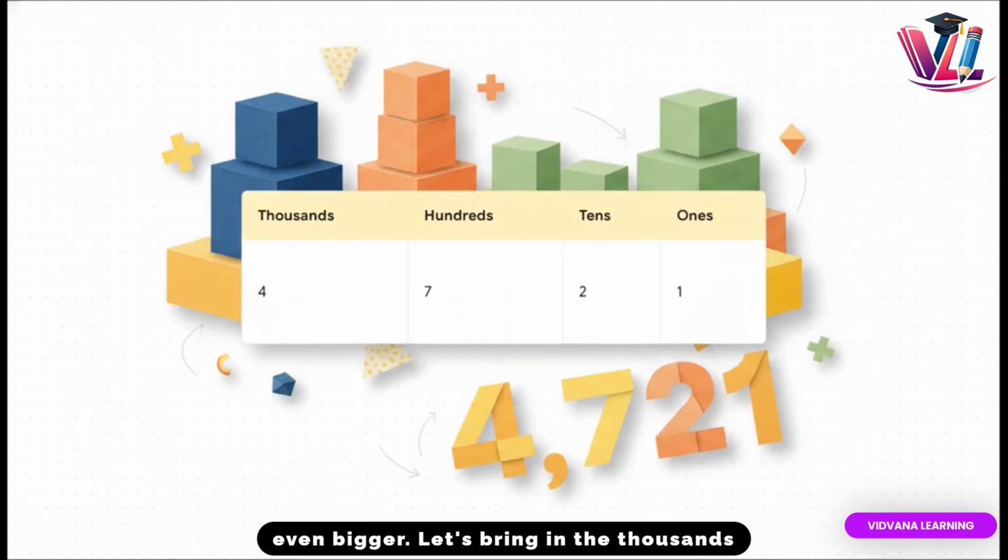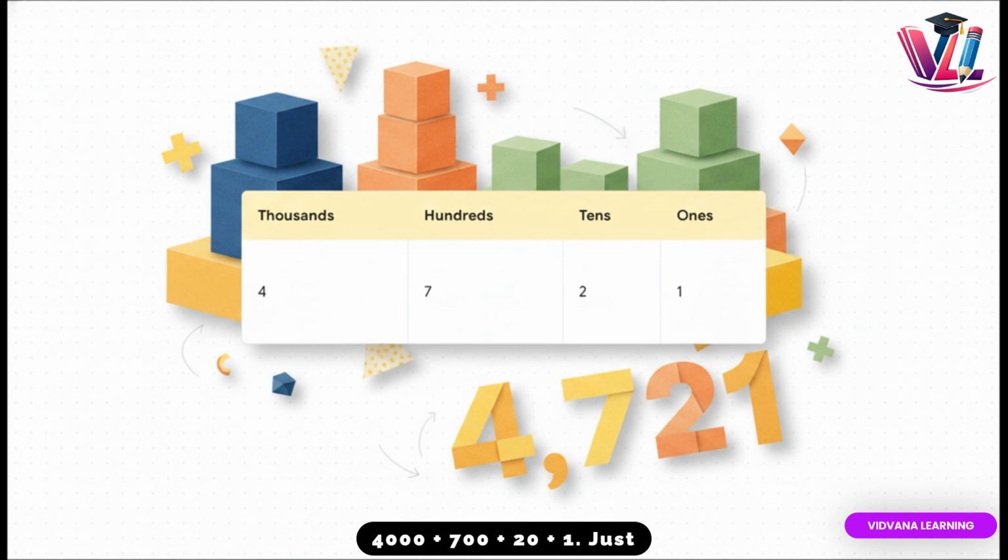Let's bring in the thousands place. Take the number 4,721. We've got 4 thousands, 7 hundreds, 2 tens, and 1 one. Stretch it out and the expanded form is 4,000 plus 700 plus 20 plus 1. Just look at how big that gets.